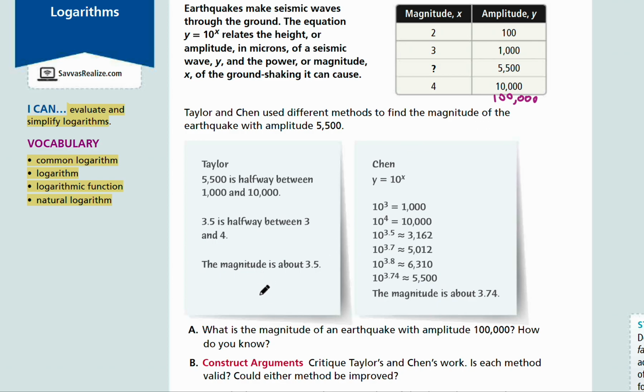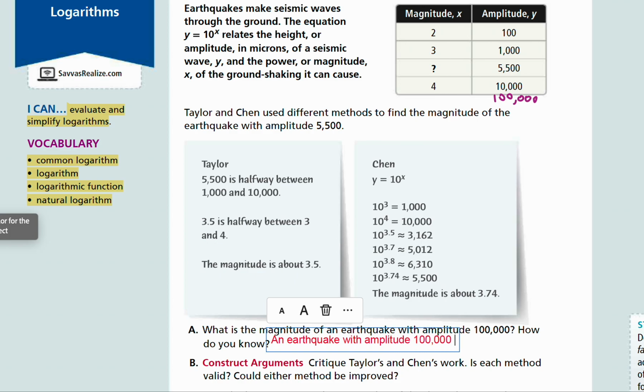So an earthquake with amplitude 100,000 has a magnitude of 5 because 10 to the power of 5 is equal to 100,000.